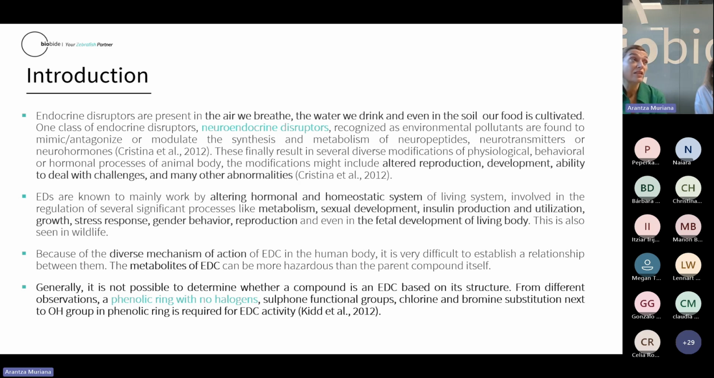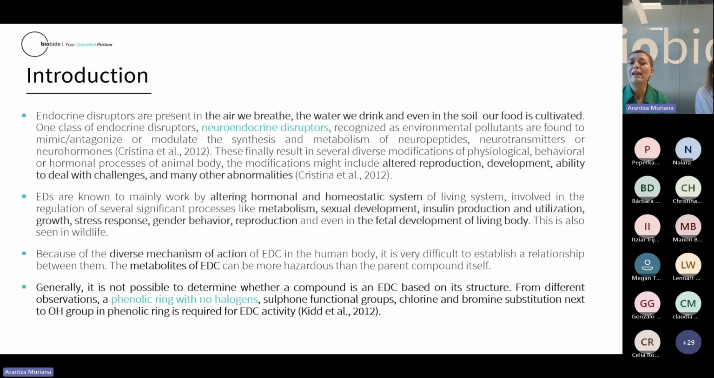So, summarizing, we can say that endocrine disruptors are present in the air we breathe, in the water we drink, and even in the soil where our food is cultivated. And one class of endocrine disruptors, especially the neuroendocrine disruptors, are recognized as environmental pollutants that are found to mimic or modulate the synthesis and metabolism of neuropeptides, neurotransmitters, or neurohormones, which result in altered production, reproduction, development, ability to deal with challenges, and many other abnormalities.